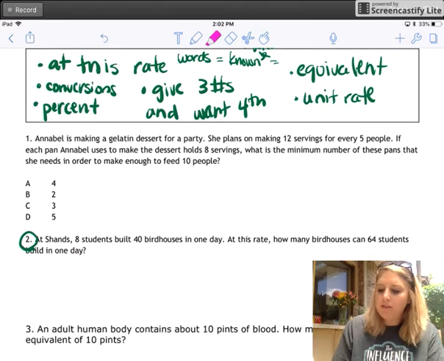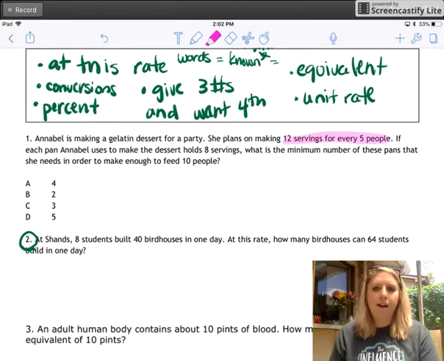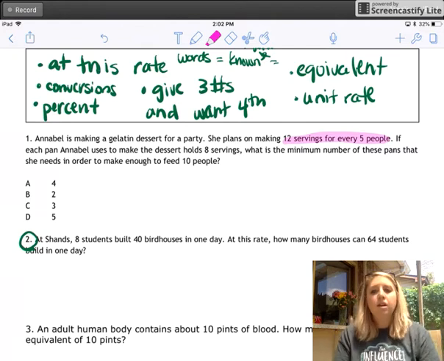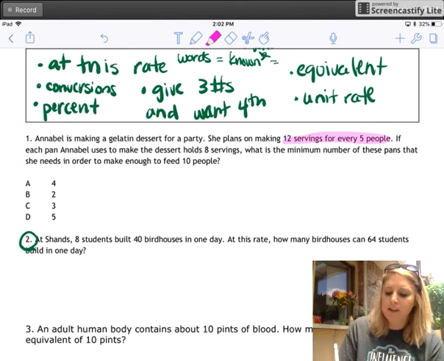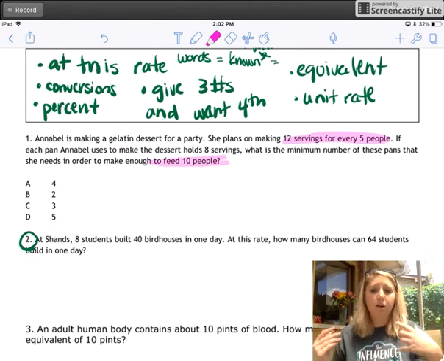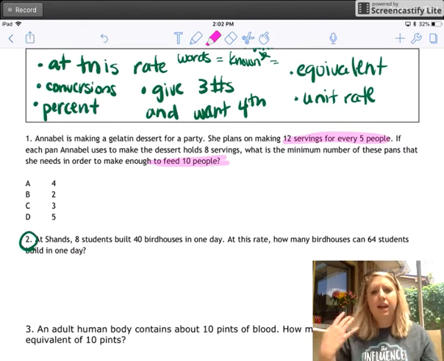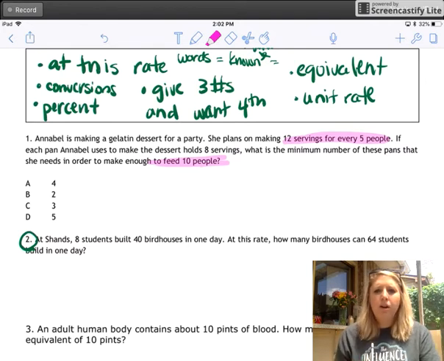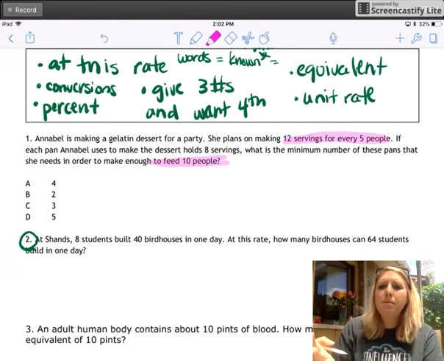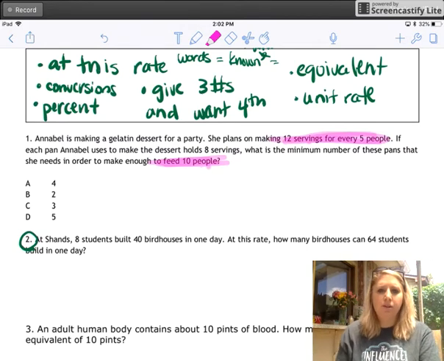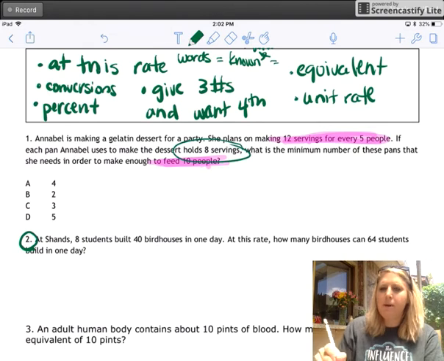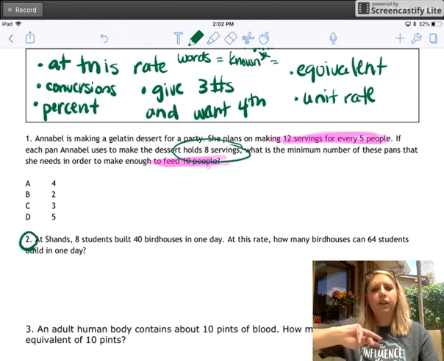She makes 12 servings for every 5 people. If each pan Annabelle uses to make the dessert holds 8 servings, what is the minimum number of these pans that she needs in order to make enough to feed 10 people? Okay, so this is kind of weird because it has 4 numbers, but I know that we're doing 12 servings for 5 people, and I want to feed 10 people. So those are the things that I know are related to each other. This 8 servings is about something else. So I've got really 3 numbers.